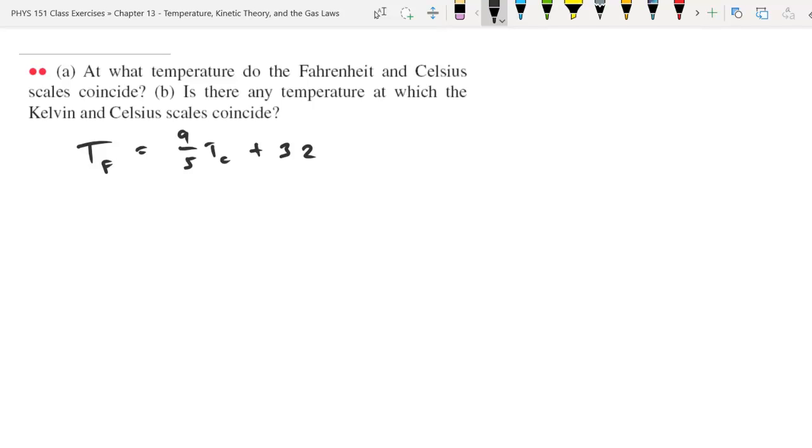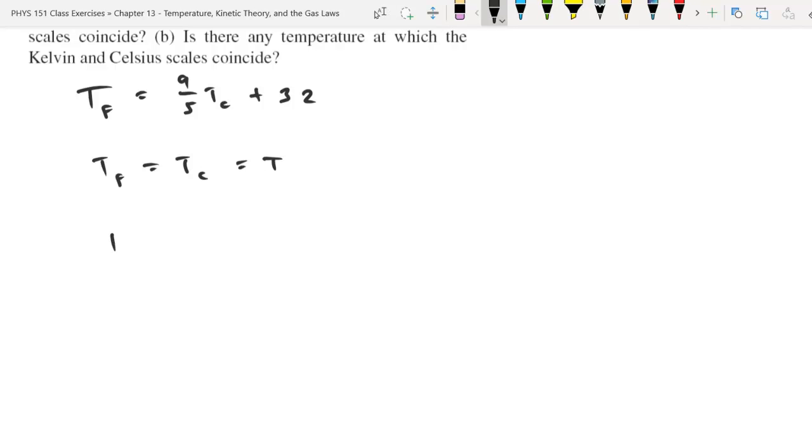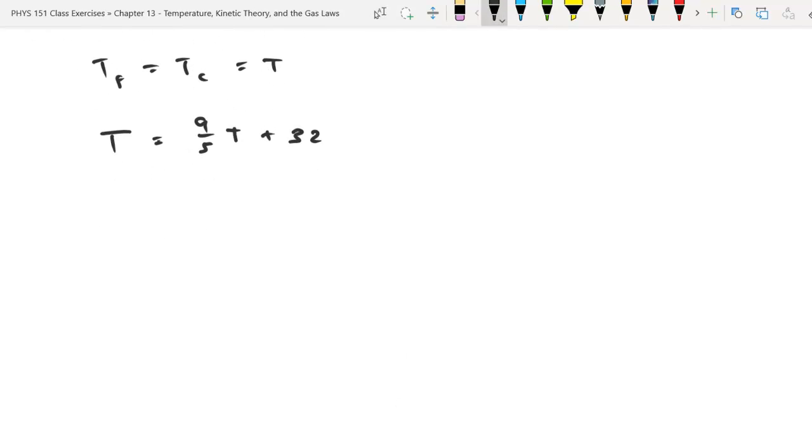So, if we want to find a temperature at which they coincide, then the Fahrenheit temperature would be equal to the Celsius temperature, and if these are the same, there's no sense in having a subscript, so I'll just call this T. So the Fahrenheit temperature, which I'm going to denote as T, is equal to 9/5 of the Celsius temperature, which is also T, plus 32, because TF is equal to TC. And so then, it's just a matter of solving from here. I'll run through the algebra.